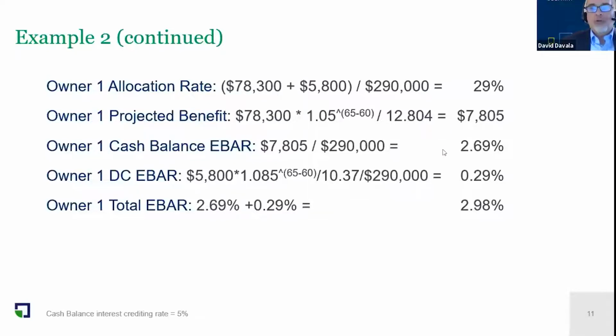The projected benefit of 7,805 is then divided by compensation of 290,000 to get an EBAR of 2.69%. The DC EBAR is the same calculation as in sample one and is 0.29%. The total EBAR for owner one is 2.98%.